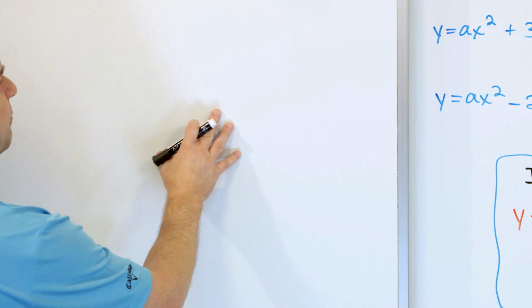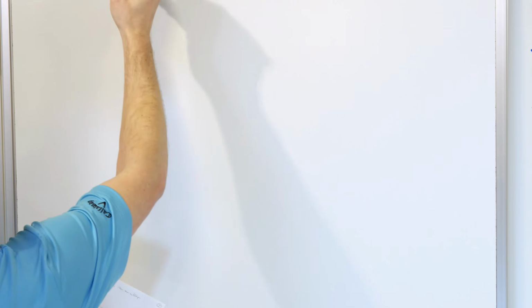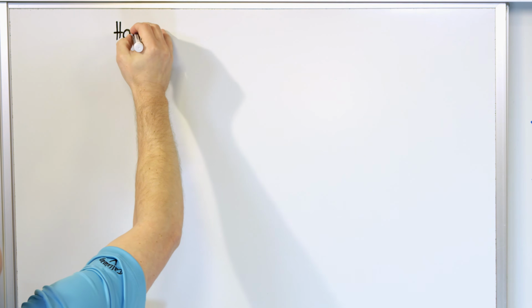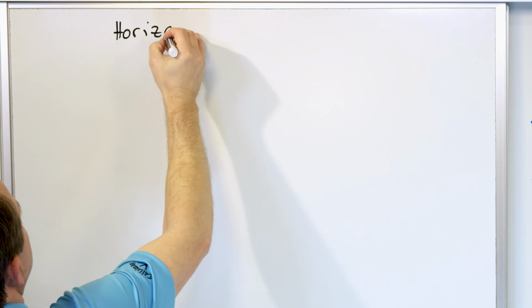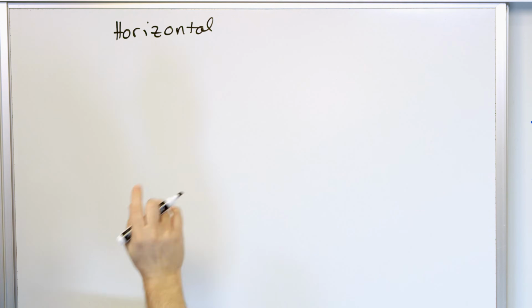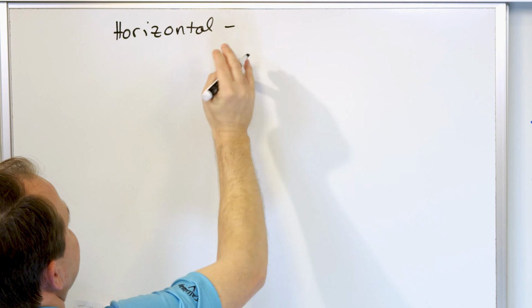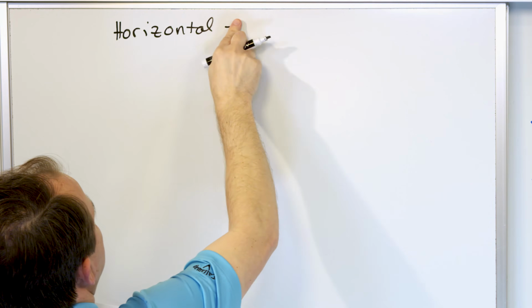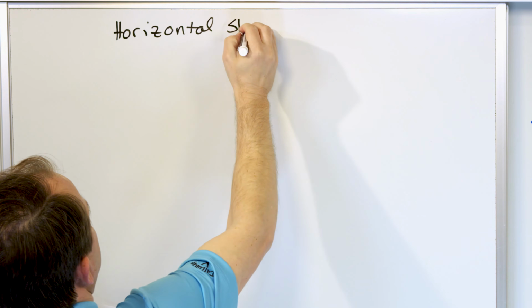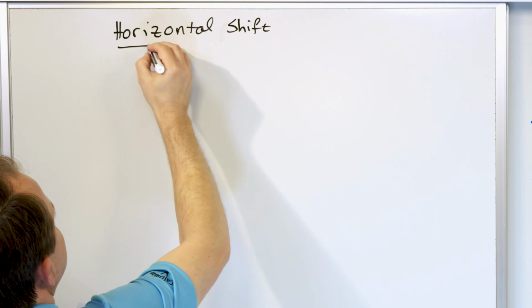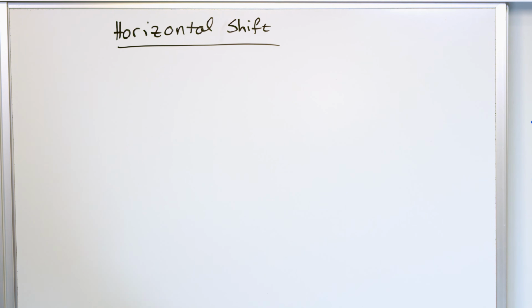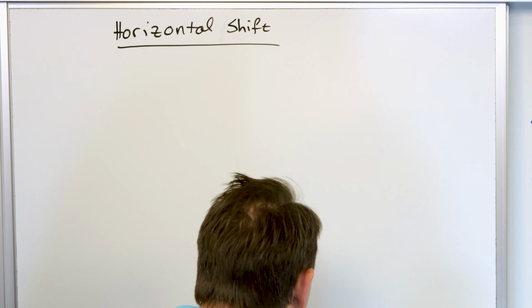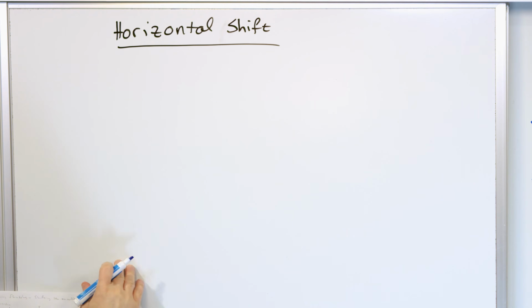All right, so I'm going to do it on this board. So we're going to talk about the horizontal shift. And the reason I present the horizontal shift after the vertical shift is it's a little bit harder to understand, but I will make it clear. Horizontal shift of a parabola. So what do I want to do? A horizontal shift looks like this.